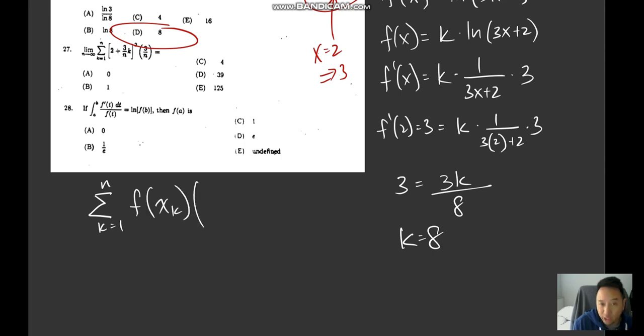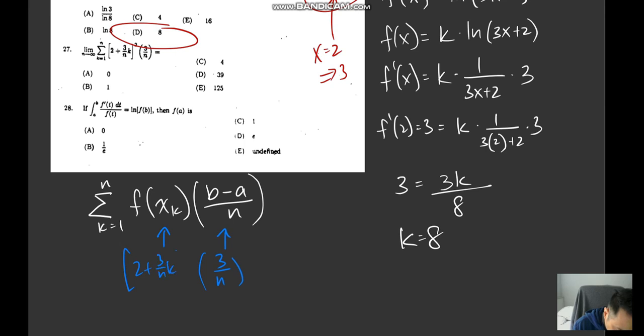Then you have the width of each of your little rectangles, whatever you want to call them, b minus a over n. Now in this case, this looks like the 3 over n in my problem, and this is the whole thing here, 2 plus 3 over n times k. You have a square here. Now let's investigate this part right here, which is not too bad.